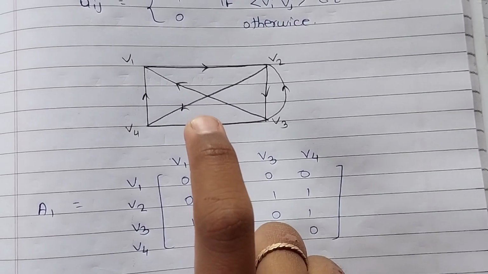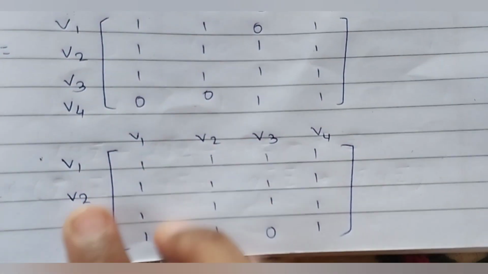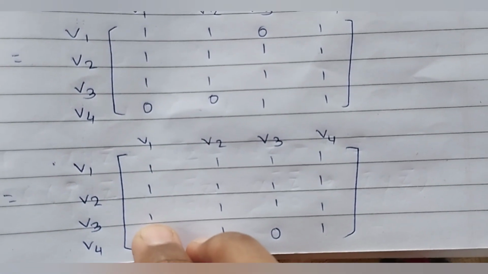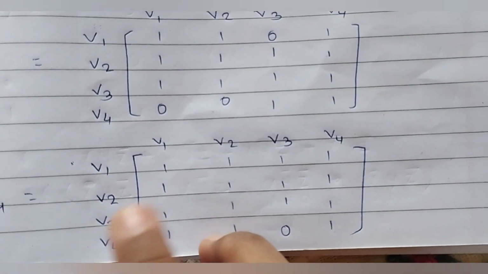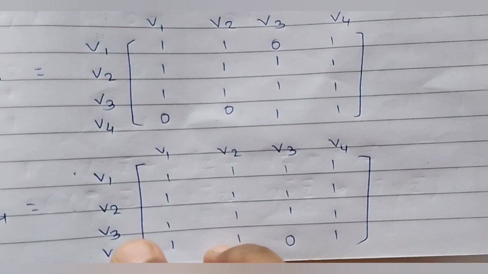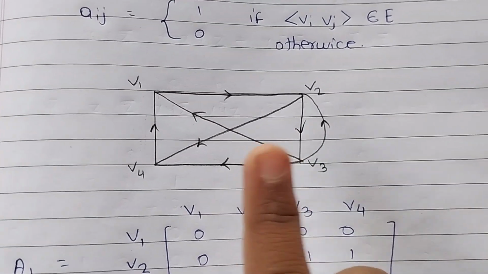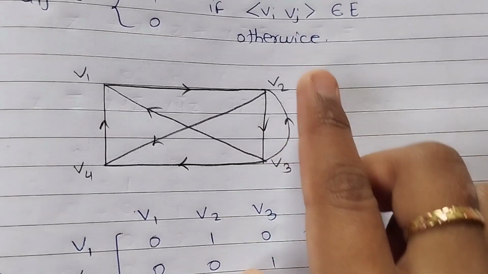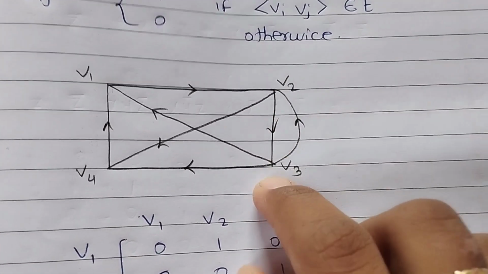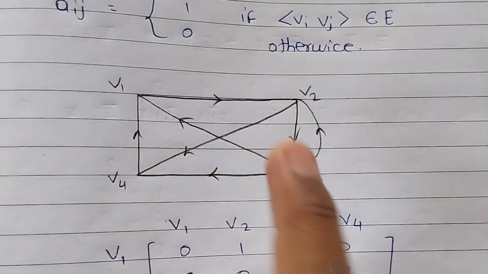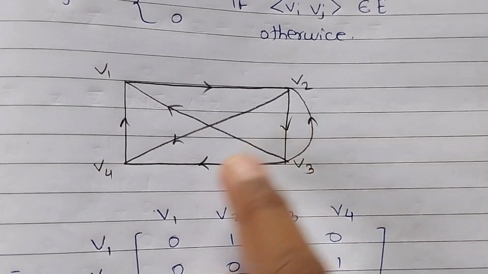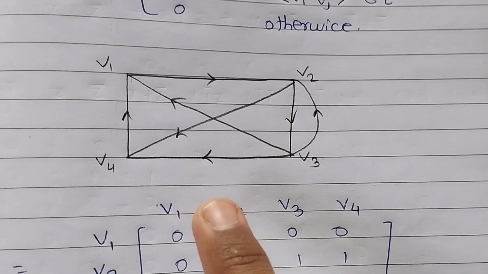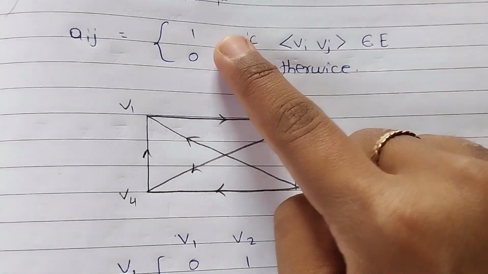Now for A4 we see one example. Let's say we go from V3 to V1. For that we want 4 edges between V3 and V1. Yes, 4 edges are present. First we go from V3 to V2, V2 to V3, V3 to V4 and V4 to V1. So 4 edges are present: 1, 2, 3 and 4. So this is for A4.